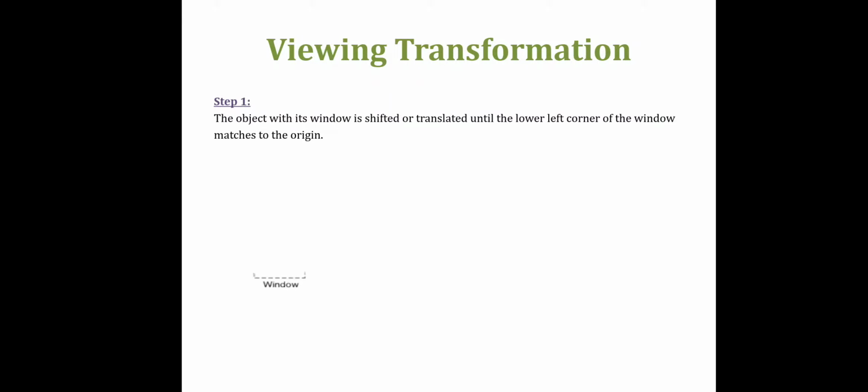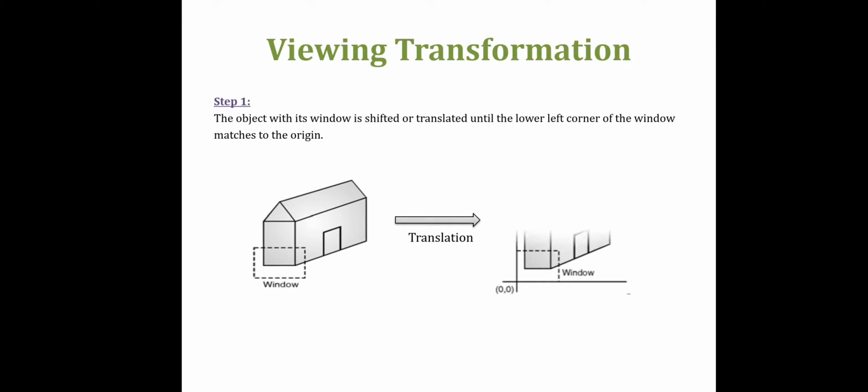So how are we going to do that? This is the window, and I want to shift or translate that window to the origin of this coordinate system. This is the lower left of the window, which should match the origin of our coordinate system. So this translation we are doing from here to here. From here we are translating the window to this particular point. Here we are shifting the lower left corner of that particular window. So this is our step number 1.